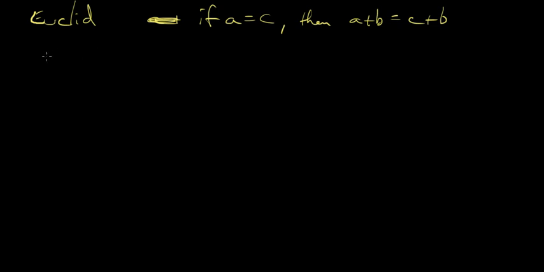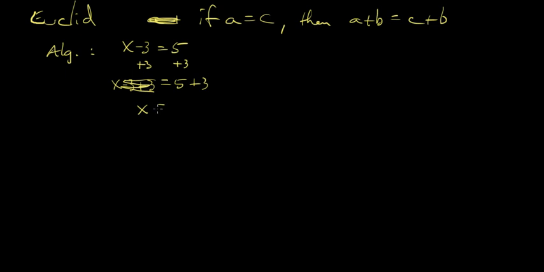So how do we use that? In algebra, we use it this way. We say x minus 3 equals 5, so we add 3 to both sides. That's x minus 3 plus 3 equals 5 plus 3. The negative 3 and the positive 3 cancel each other out, so x equals 5 plus 3, which is 8. We've been solving equations in this manner for a while now. So let's see how that works with geometry.